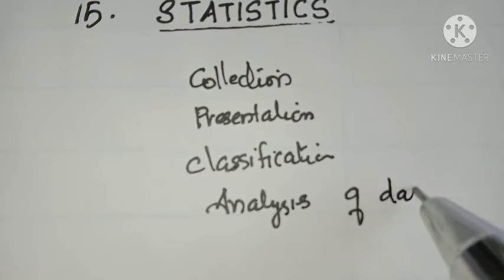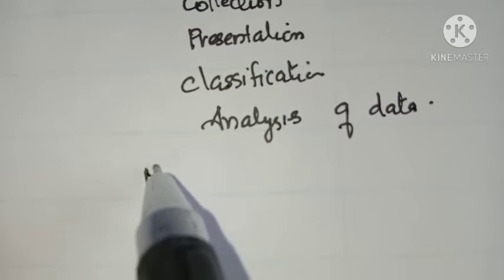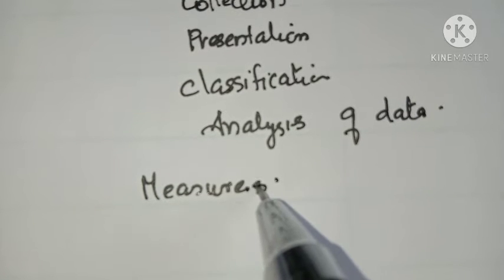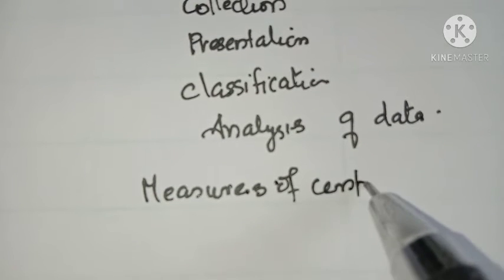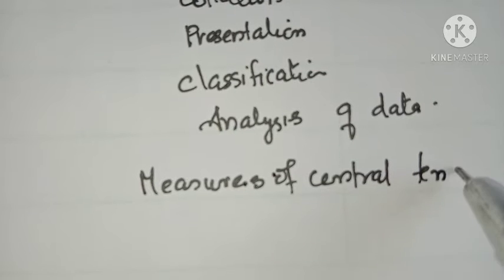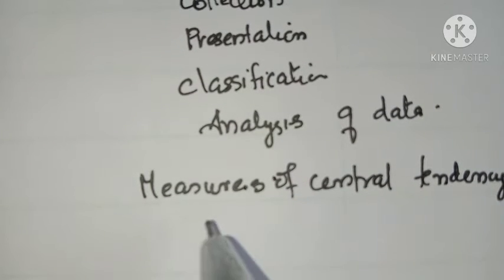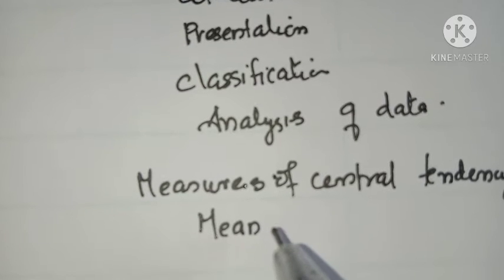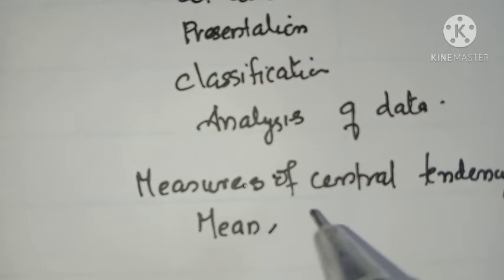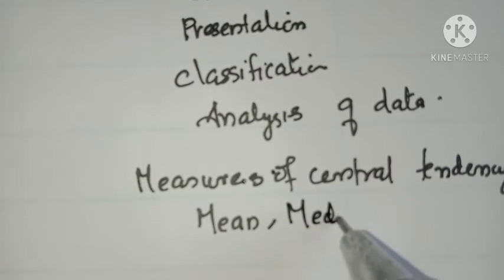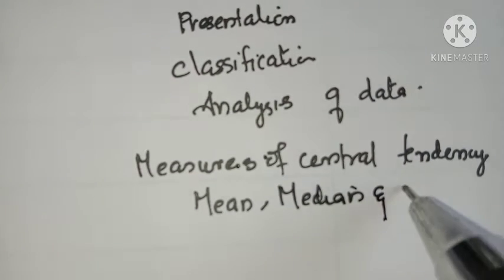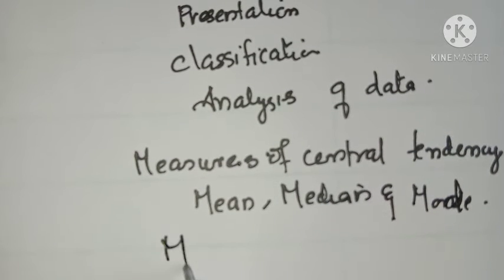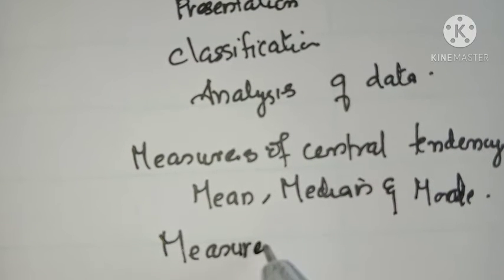See, in earlier classes we studied some measures of central tendencies, such as mean, median, mode. So in this chapter we continue the same measures of central tendencies, mean, median and mode, along with some measures of dispersion. Okay, measures of dispersion.